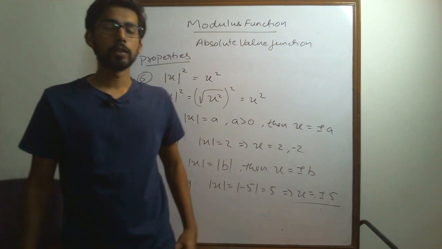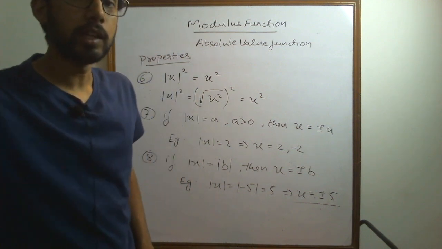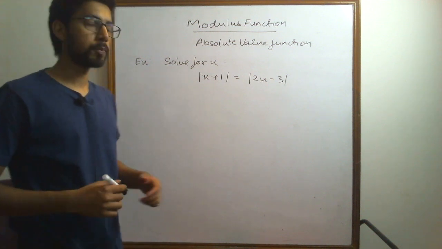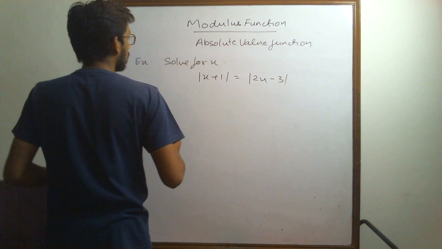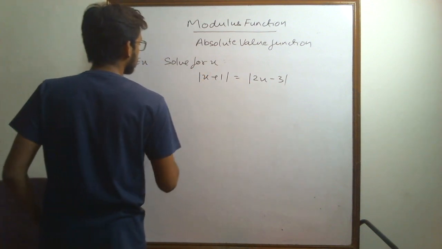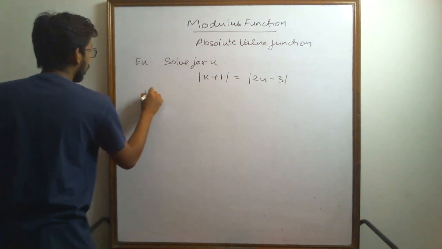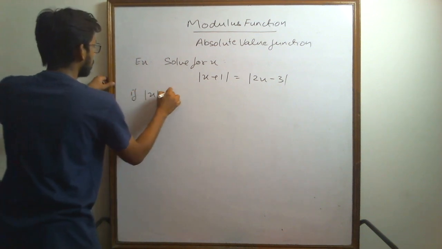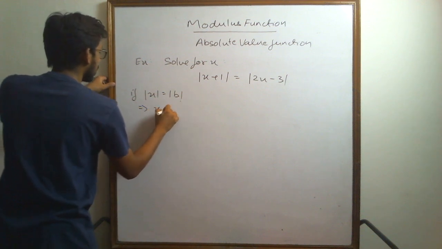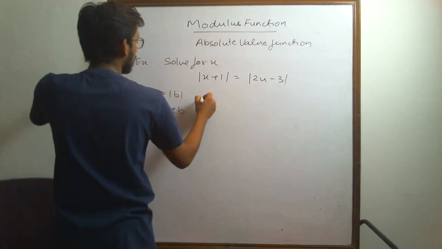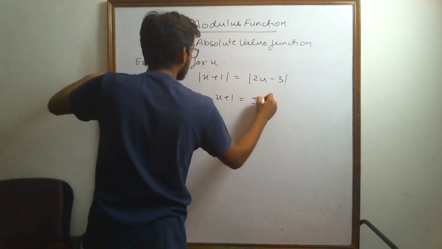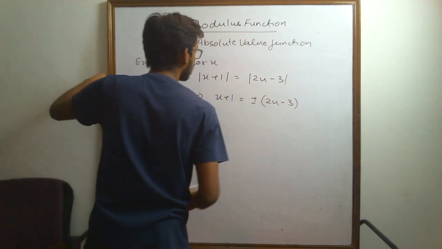So we looked at the modulus function. These are all the properties and inequalities. Okay, now let's look at an example to use those properties. Solve for x: mod of x plus 1 is equal to mod of 2x minus 3. Using the property that if mod x is equal to mod b, it means that x is equal to plus minus b, here we can write that x plus 1 is equal to plus minus of 2x minus 3.